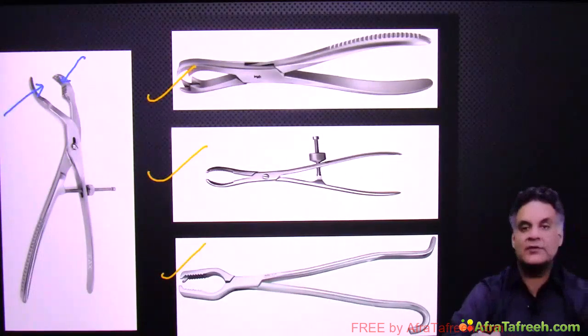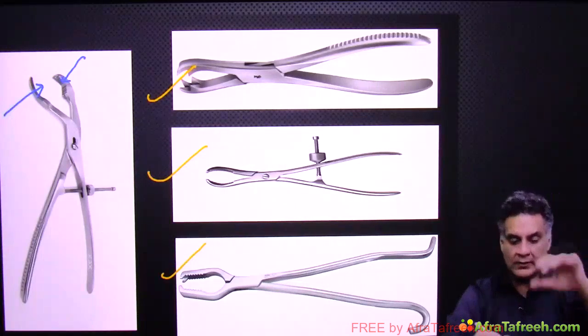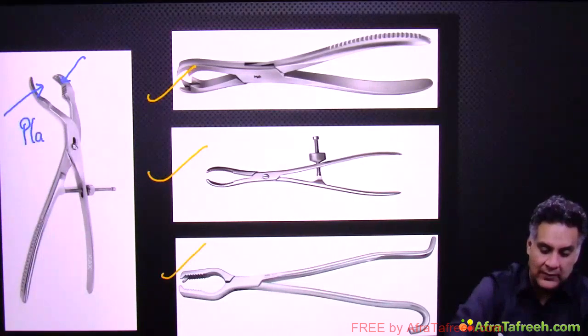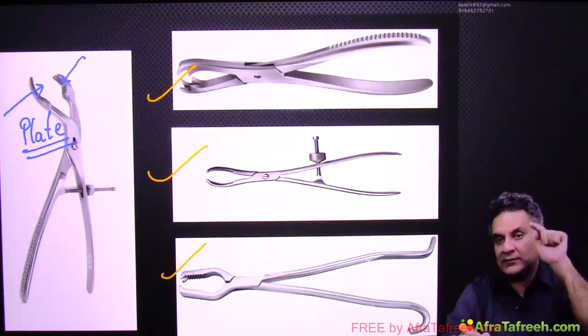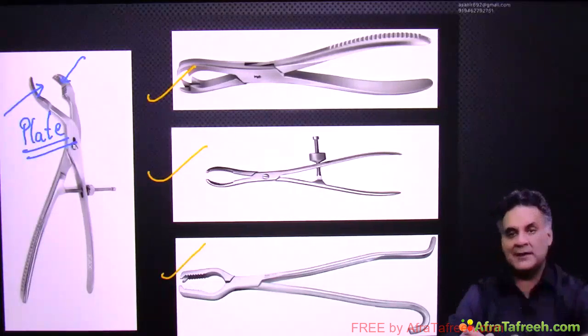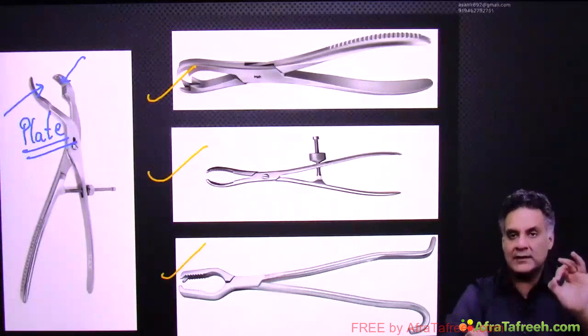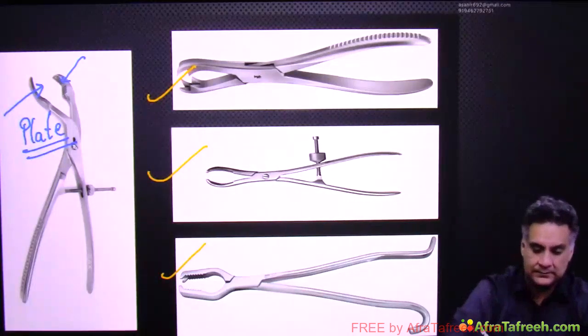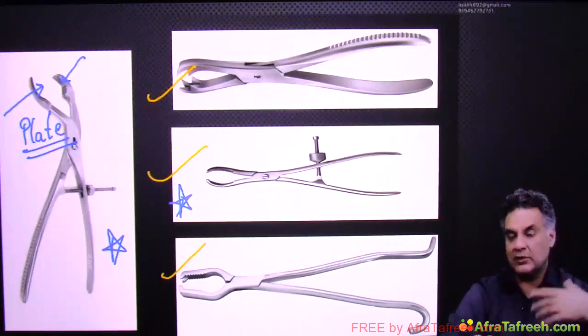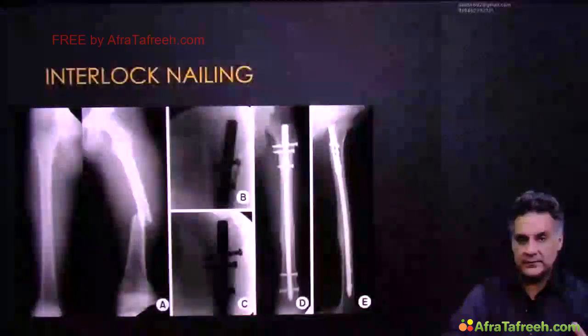This is a smooth surface. So this is a bone plate holding forceps. Why would you have a bone plate holding forceps? So that the smooth surface will hold a plate and not corrode the metal. Both the images have been asked: bone clamps, that's the bone holding forceps, and the bone plate holding forceps in the exams. They've also asked bone nibblers.